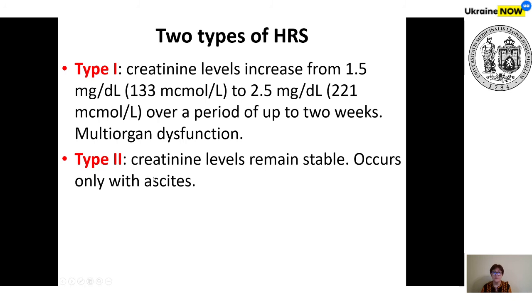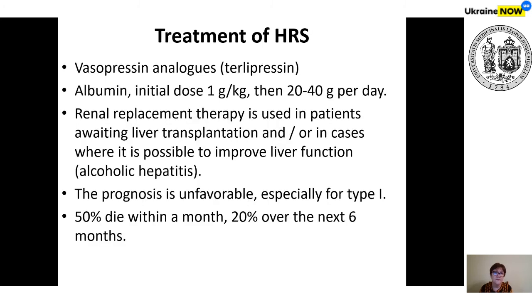Type 1, when creatinine levels increase rapidly to high level over the period of up to 2 weeks with multi-organ dysfunction, and type 2, when creatinine level stays stable and occurs only with ascites. Treatment options of hepatorenal syndrome. First-line therapy is vasopressin. Also, albumin can be used, and renal replacement therapy.